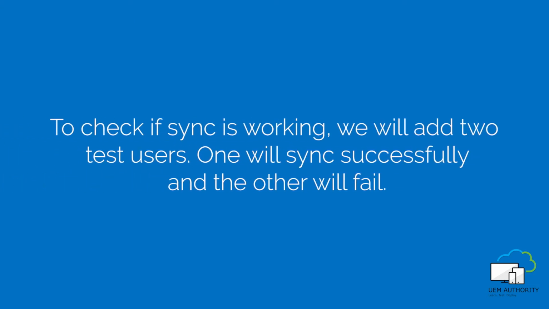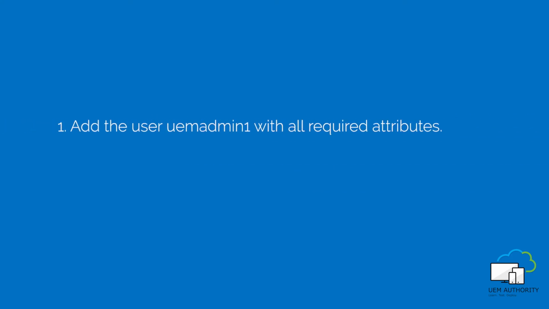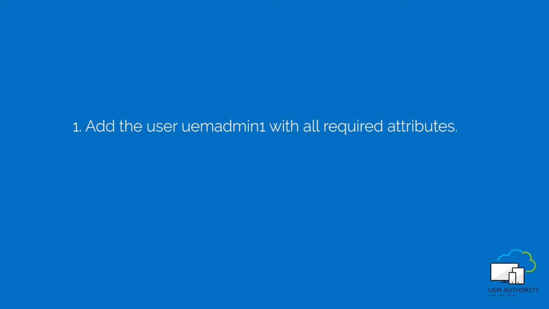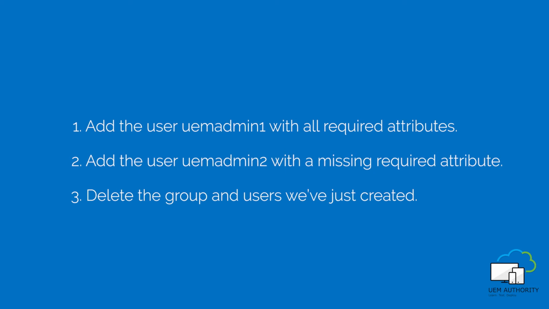In Part 3, we will add 2 test users to check if sync is working correctly. One test user will successfully sync and the other will fail. Step 1. Add the user UEM admin 1 with all required attributes. This is to test sync and should be successful. Step 2. Add the user UEM admin 2 with a missing required attribute. Again, this is to test the sync and the expected result is for it to fail. Step 3. Finally, we will delete the groups and users we just created to tidy up.